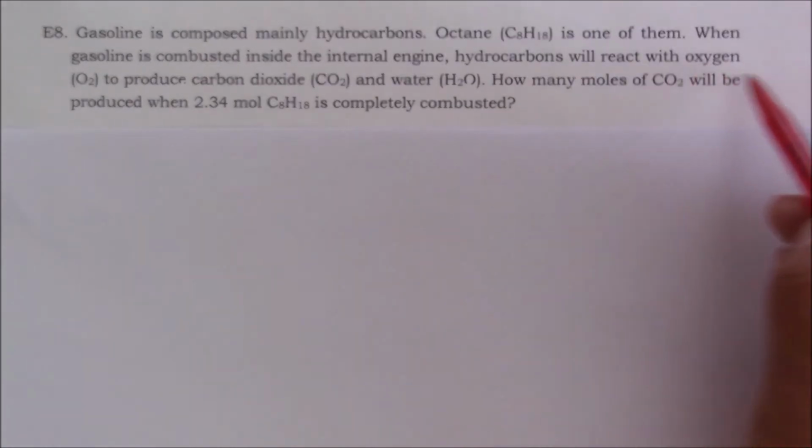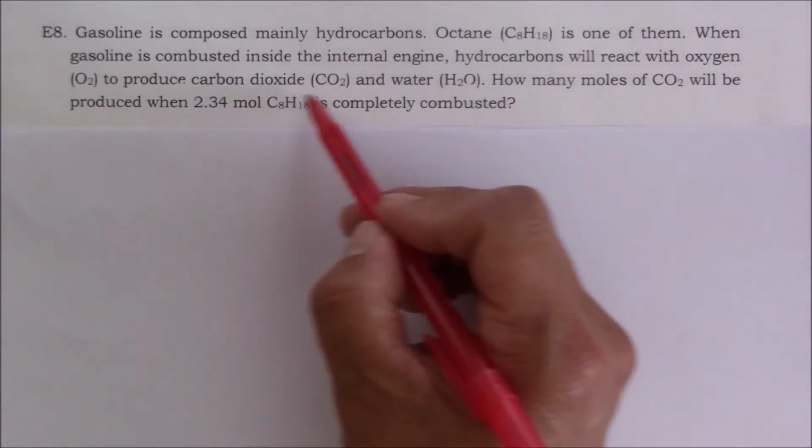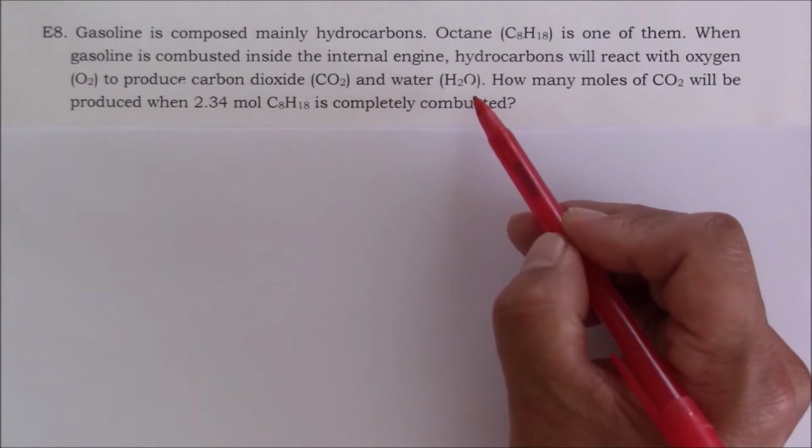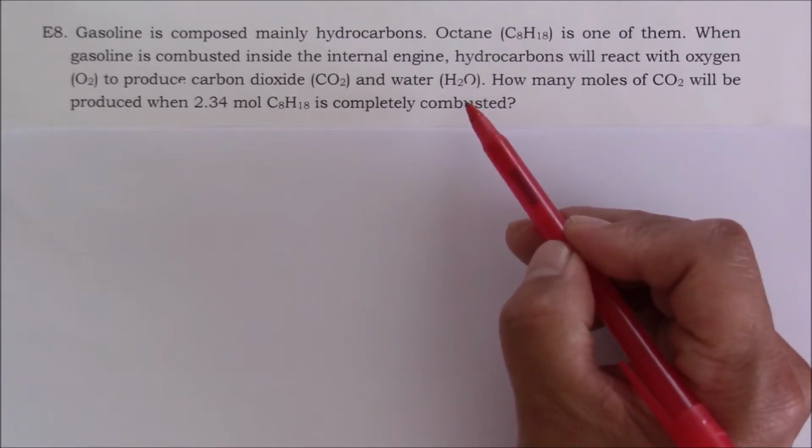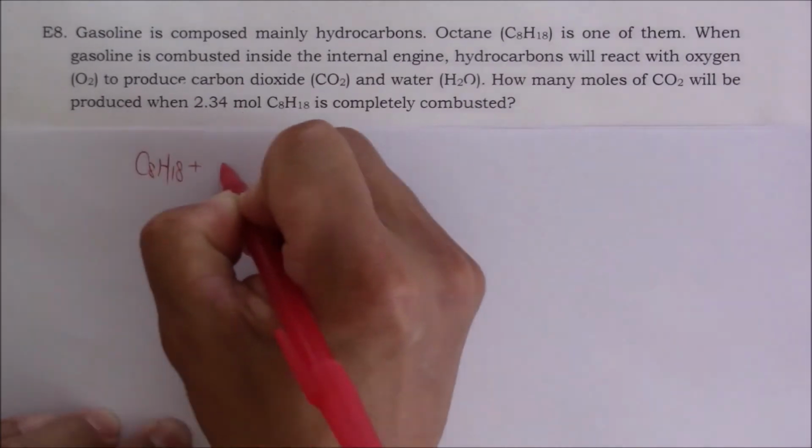It says hydrocarbons will react with oxygen to produce carbon dioxide and water. One way to get the balanced chemical equation is to balance the chemical reaction by ourselves. But if possible, I want to avoid that. How can we avoid that? Let me show you how to do it from the meaning of balancing chemical equations.